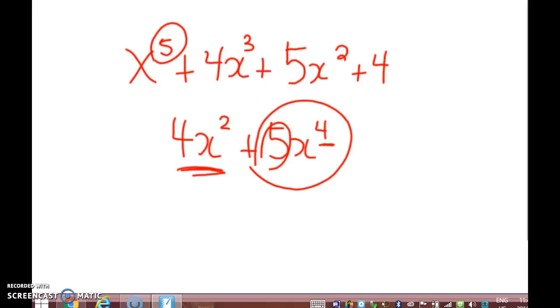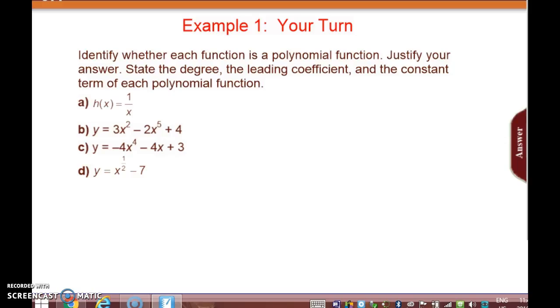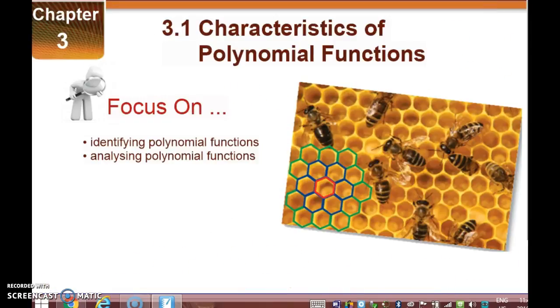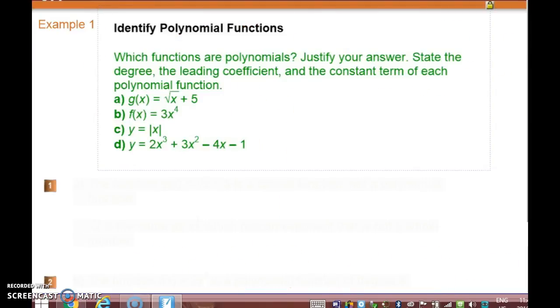Okay? So let's cruise to, where are we cruising? Examples. We kind of talked about these. This one says, what would be the degree and the leading coefficient of the polynomial functions? This guy is not a polynomial function because he has a root in it. This guy is an absolute value equation, so he's not a polynomial function either.